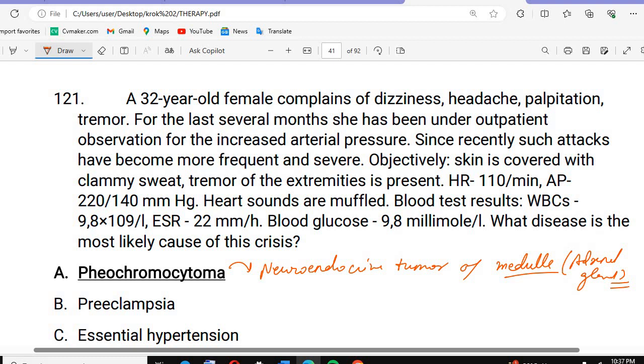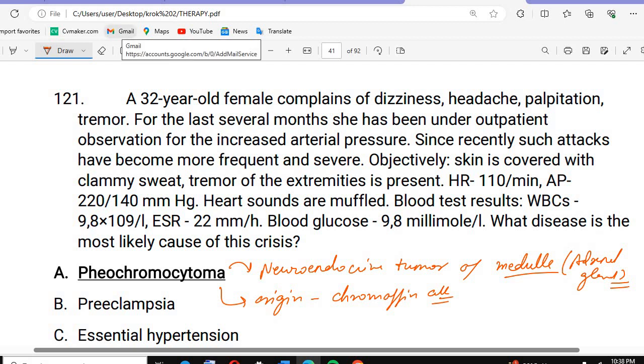If we talk about where it originated, its origin is the chromaffin cells, and that will lead to the pheochromocytoma. So there will be an increase in everything, like an increase in the blood pressure. You will see all these things in pheochromocytoma. Remember, there is more adrenaline.